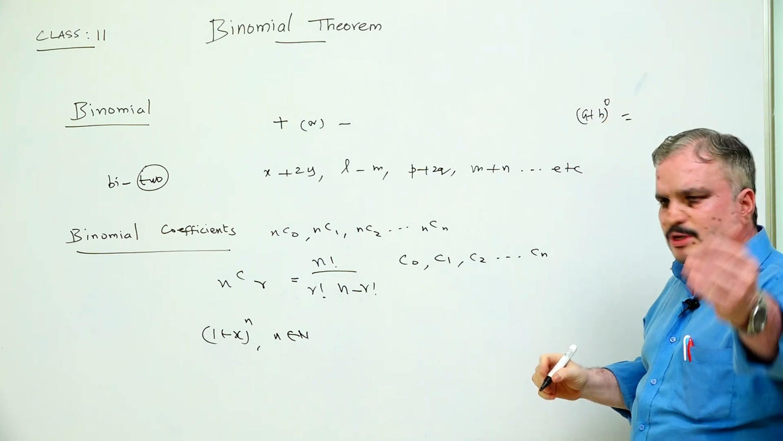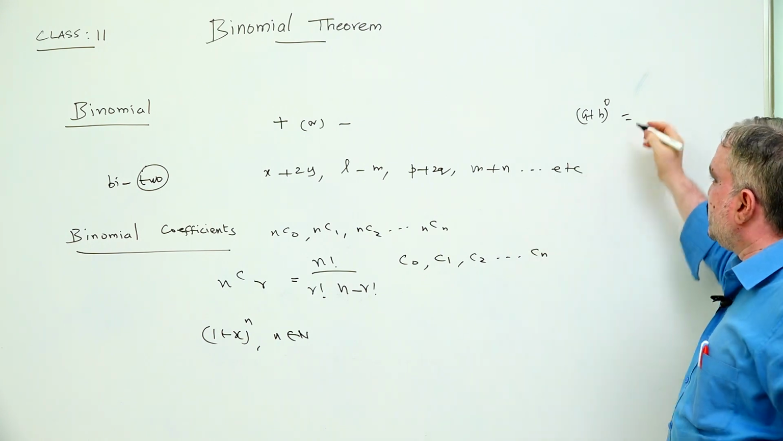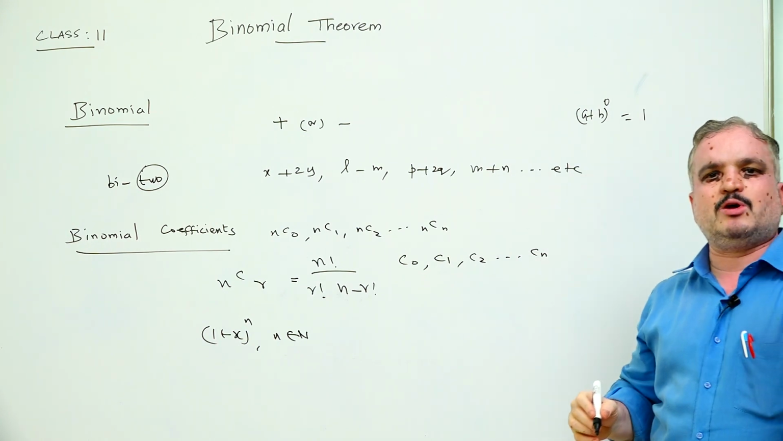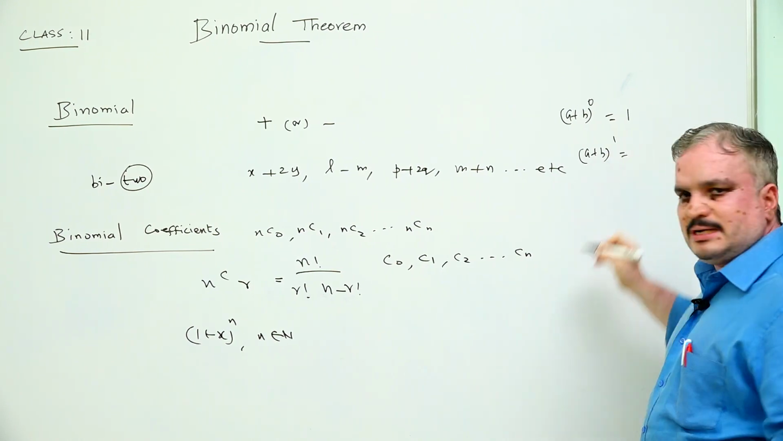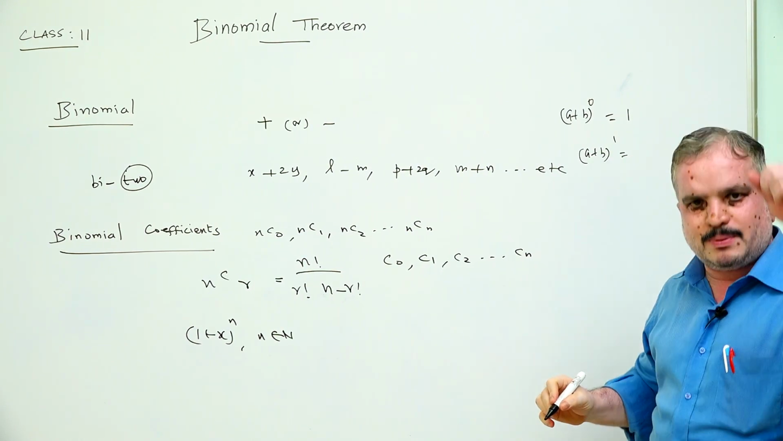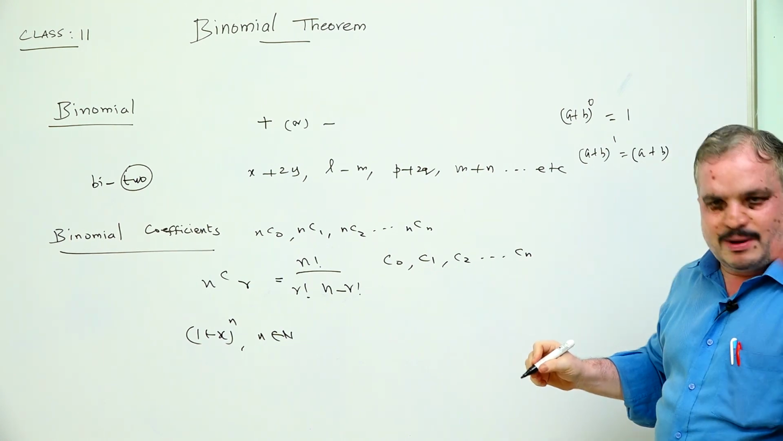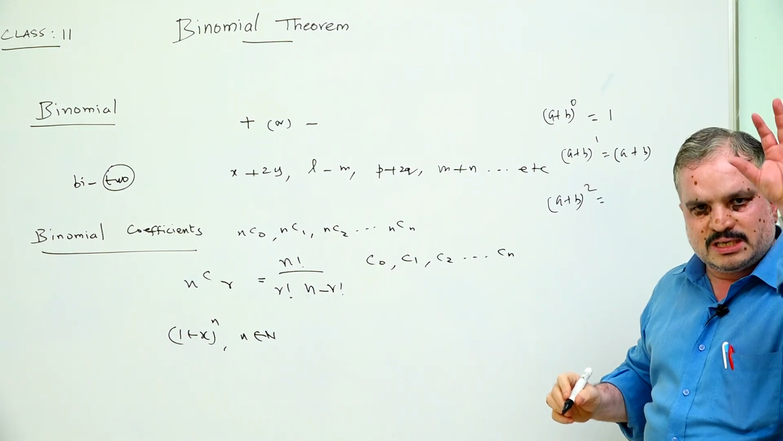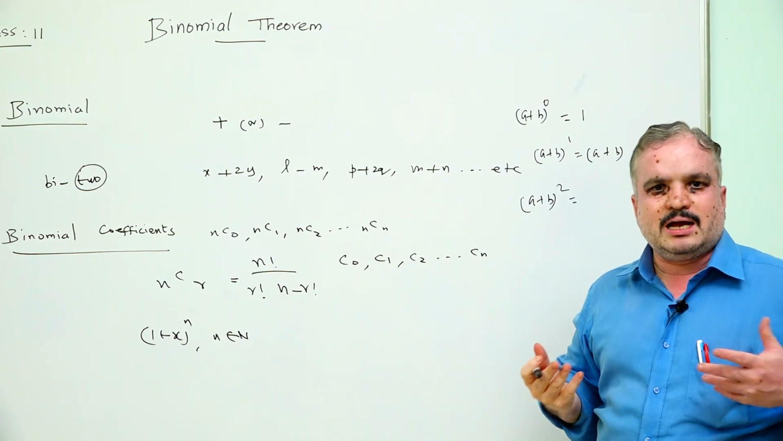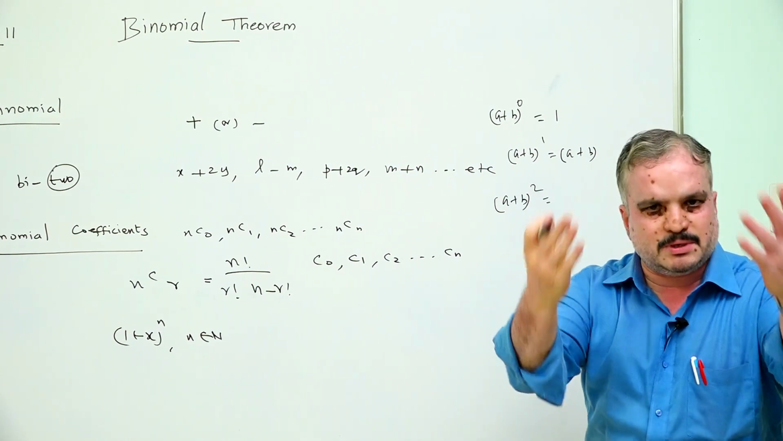If I ask you a plus b whole power 0, you know anything power 0 is 1, so the value of a plus b whole power 0 is 1. If I ask a plus b whole power 1, definitely you all know we get a plus b. If I ask a plus b whole square, some of you will say, sir, it is a formula, we already know that a plus b whole square equals a square plus 2ab plus b square.